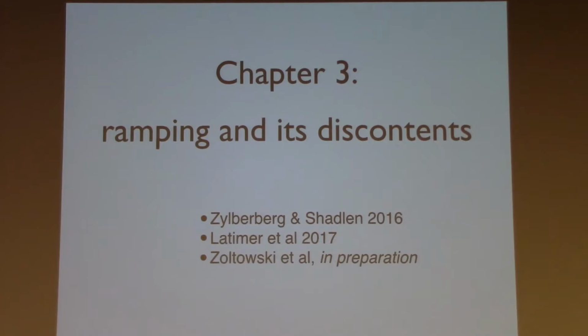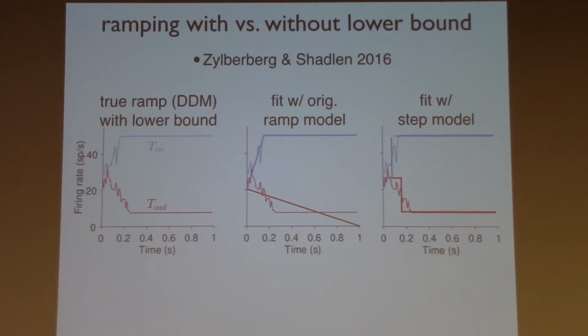Let's now go back to the issue of the ramping model and its discontent. So Mike Shadlin and some of his collaborators have published a few critiques of our formulation of the drift diffusion model, and I'll talk about just one of those in the last few minutes that I have. So one of the complaints that they made is that our model did not have a lower bound on the firing rate. So in fact, what they said, this is a very nice simulation.